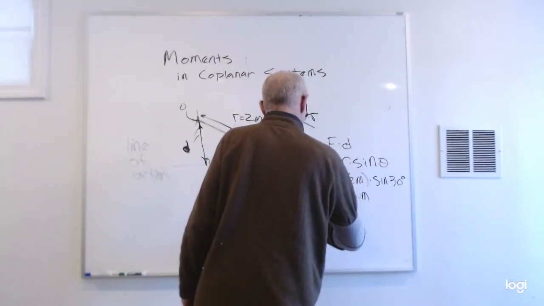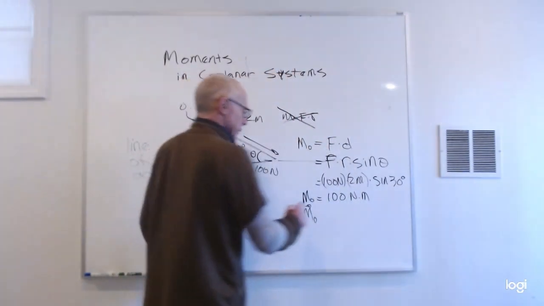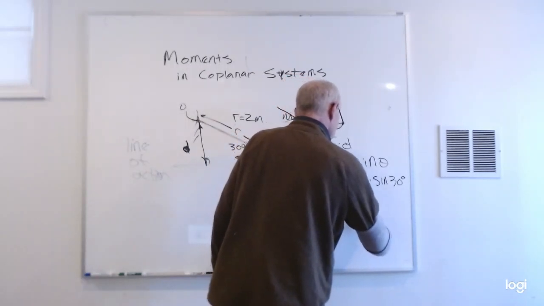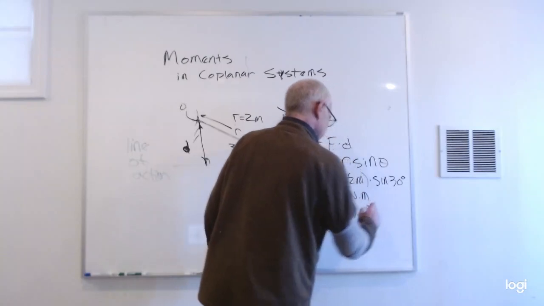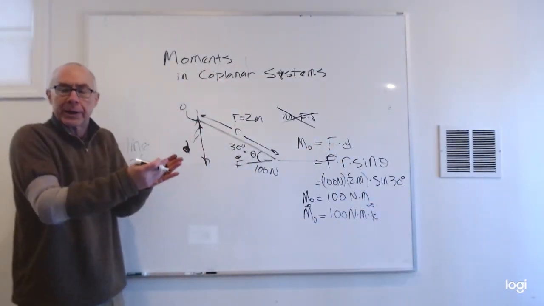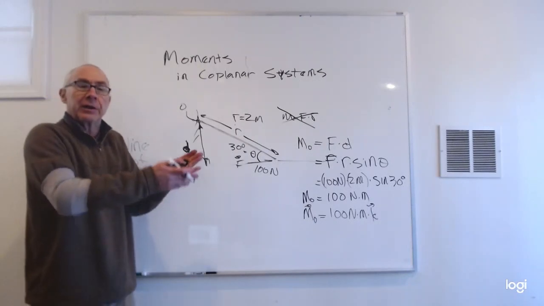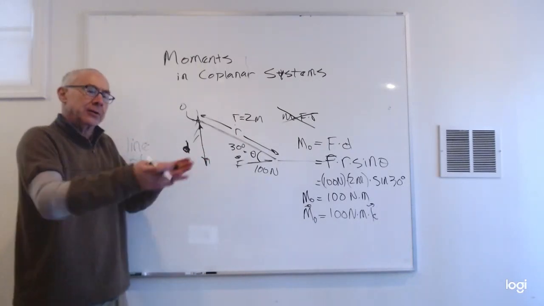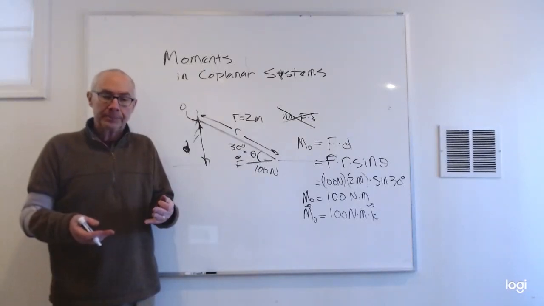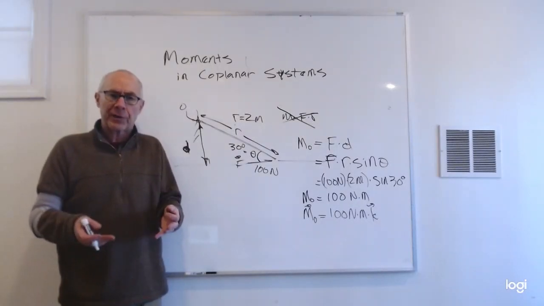And if we want to write it as a vector, it's going to be equal to 100 Newton meters times K vector, because it's coming out of the board. If all the forces are in the XY plane, the moments are always going to be in the K direction, either positive K or negative K. All right, so that was the moments in a coplanar system.